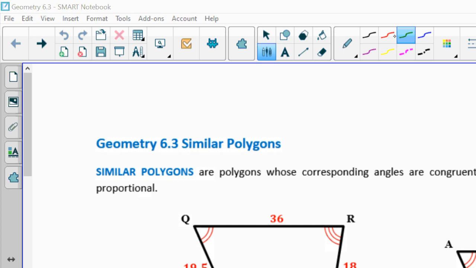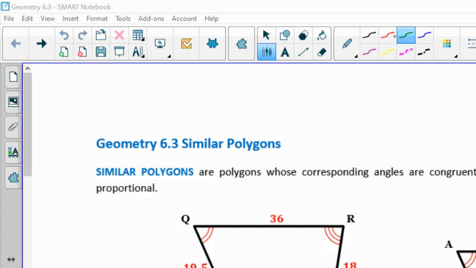Today in geometry, we're going to look at section 6.3, which is similar polygons. So let's start out with vocabulary. What is a similar polygon? Similar polygons are polygons whose corresponding angles are congruent and corresponding side lengths are proportional.